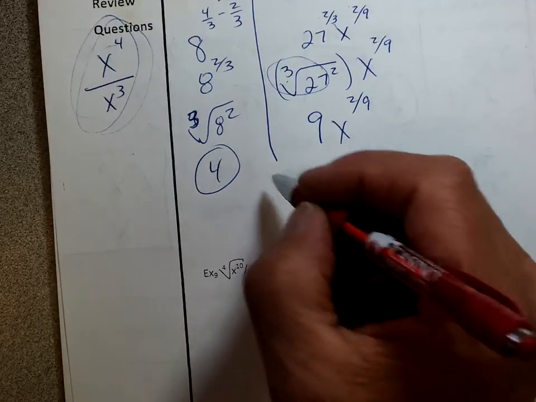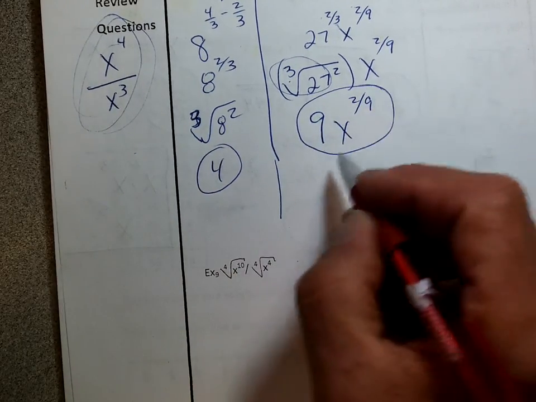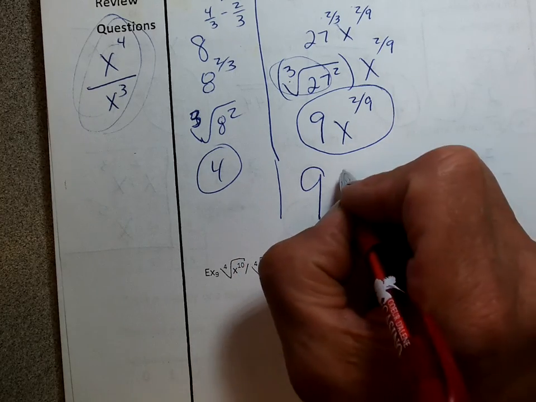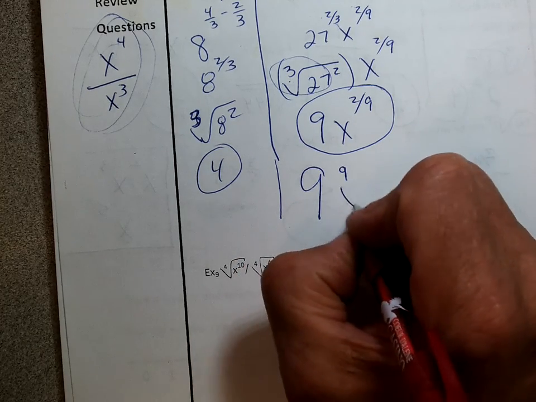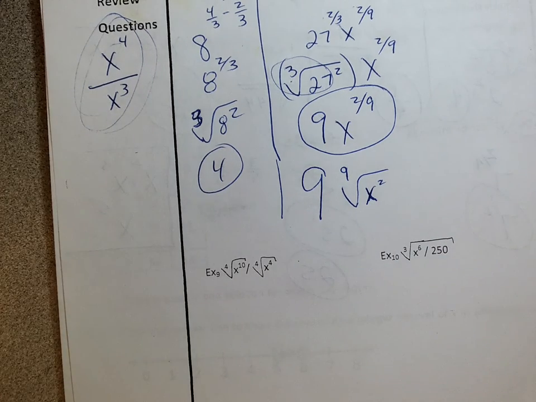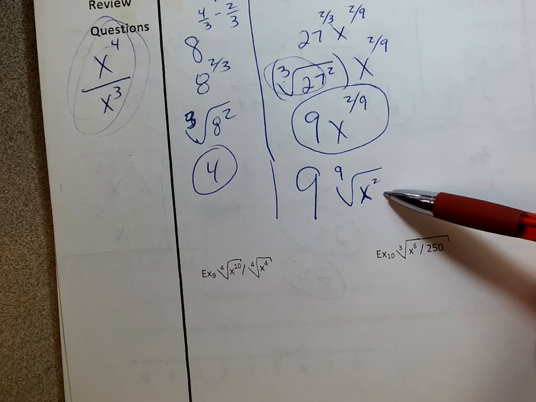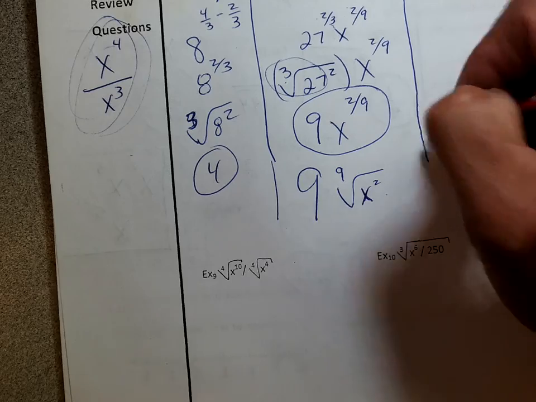Claire might ask me, Mr. Davies, could it be written as, by the way, take this answer. Claire might say, Mr. Davies, can it be written as 9 times the 9th root of x squared? I would say yes, Claire, it could be. Which one do you like better, though? I like the first one. Me too. I like this answer better than this answer. Both answers are correct, okay? All right.